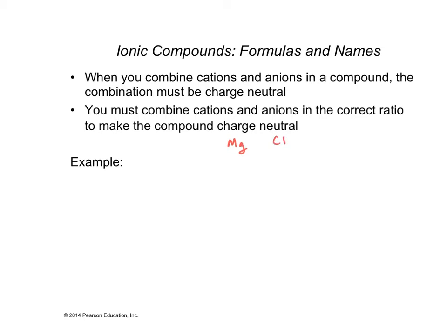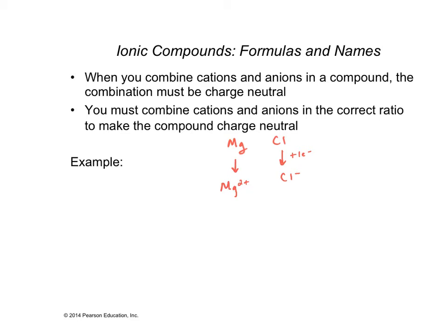So we know that magnesium is always going to form a 2+ ion, a 2+ cation, whereas chlorine, if we go back to the previous chart, would want to gain 1 electron, and so it's going to form the Cl1- anion.